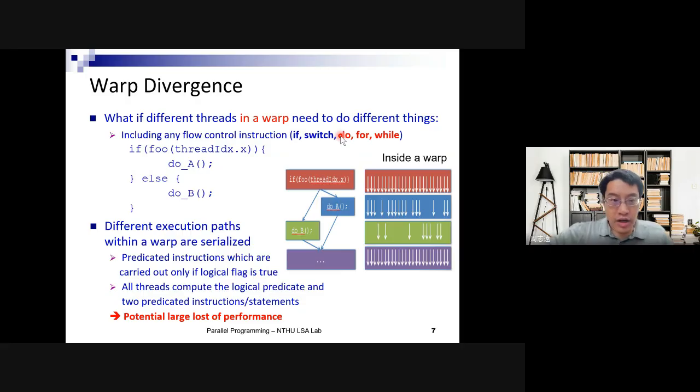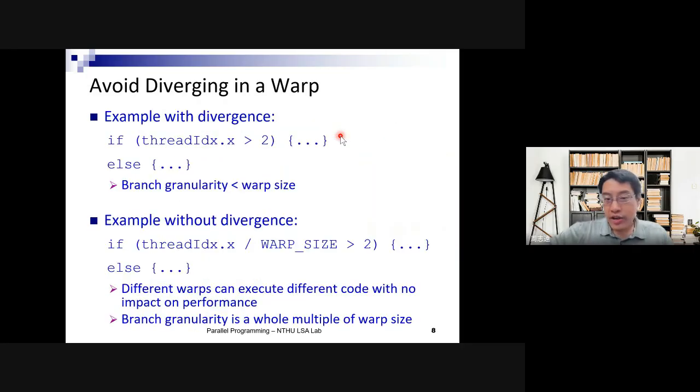On the other hand, if you can branch at the unit of a warp, then even though you have a branch, you won't suffer from the warp divergence problem. Here is an example to show you this case. This may not be common, but if your computation can somehow be optimized in this way, then you will gain some performance benefits.